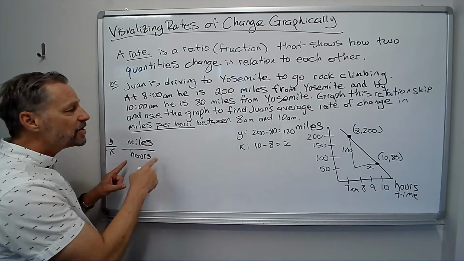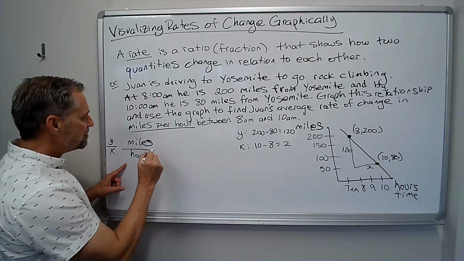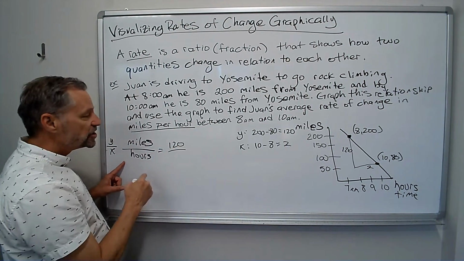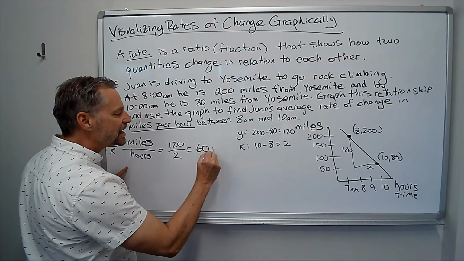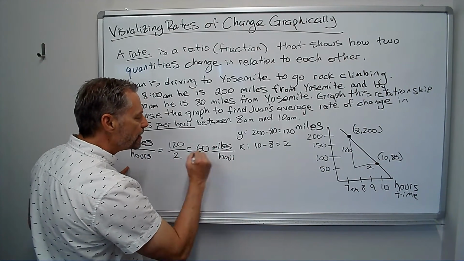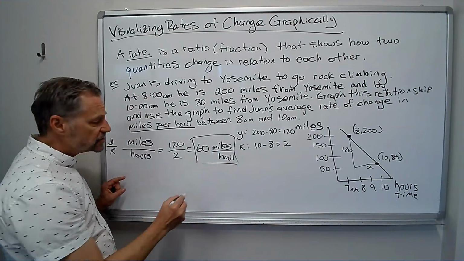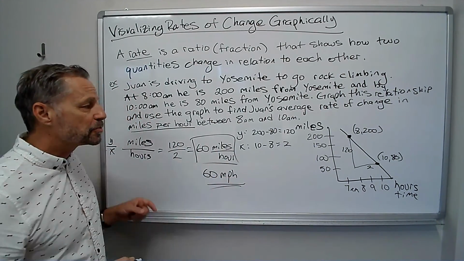So in miles per hour, my change in miles was 120. Change in hours was 2. And so that's 60. And it's miles per hour. That's my rate of change. Or sometimes, as I showed before, we can just write that as 60 miles per hour.